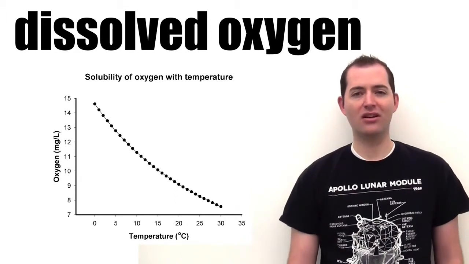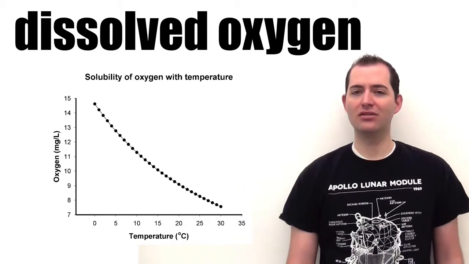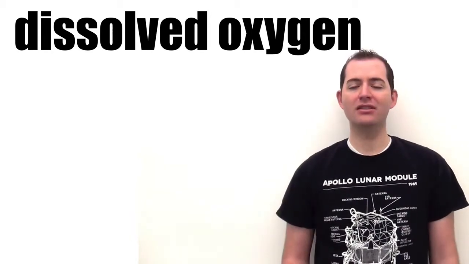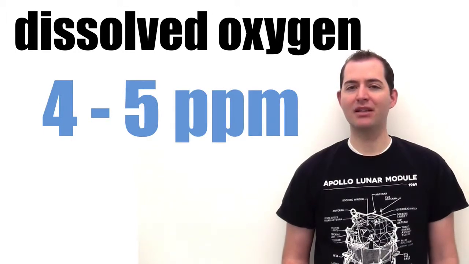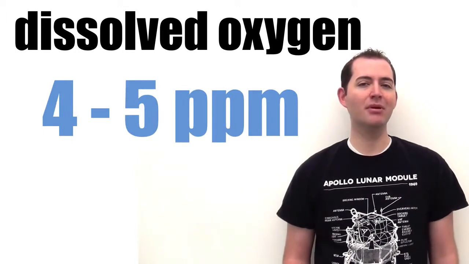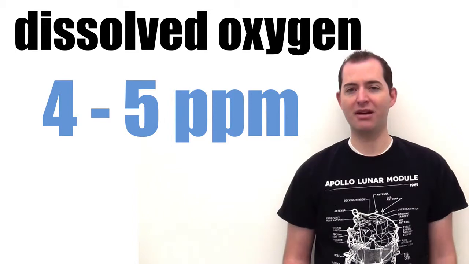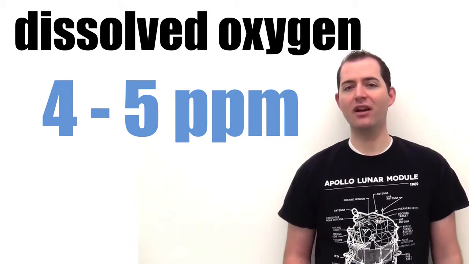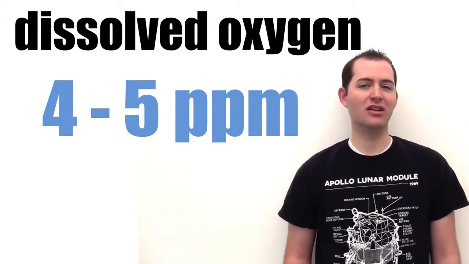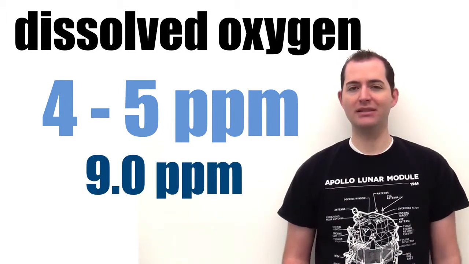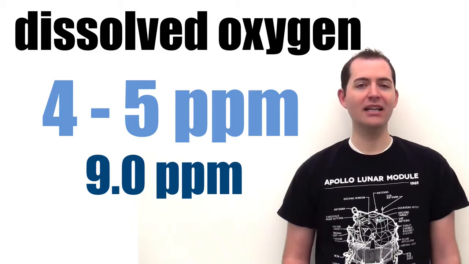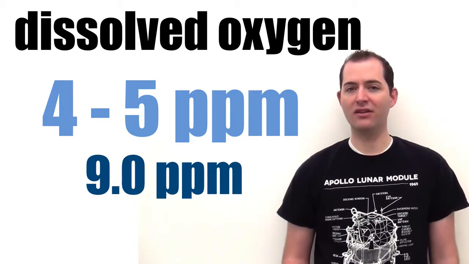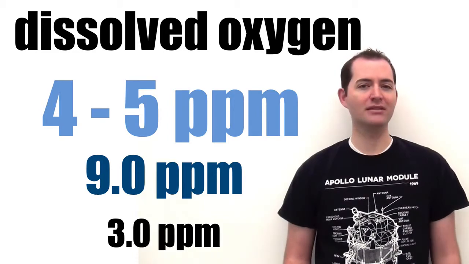The opposite is also true. As the water gets colder, it can hold more and more dissolved oxygen. Research has shown that 4 to 5 parts per million of dissolved oxygen is a minimum level to sustain a healthy fish population. While good fishing populations are most often found in waters with an average dissolved oxygen of 9.0 parts per million, even the most hardy fish will die when the dissolved oxygen level drops below 3.0 parts per million.